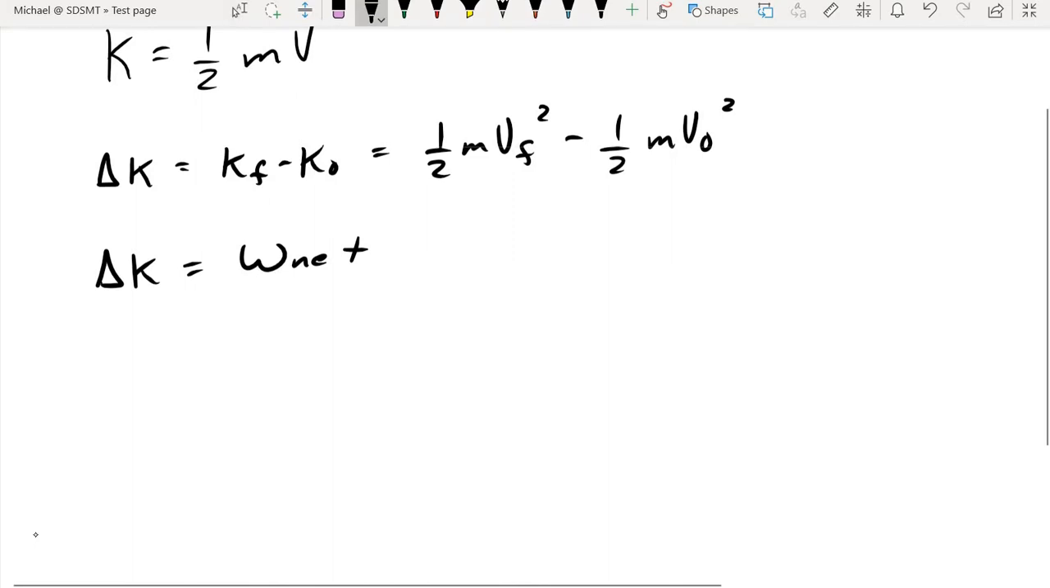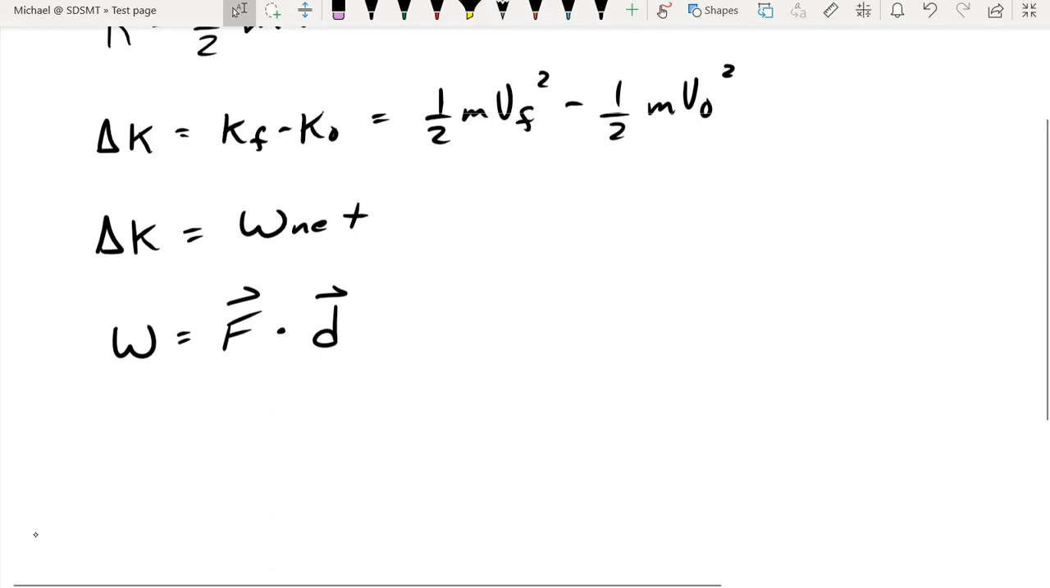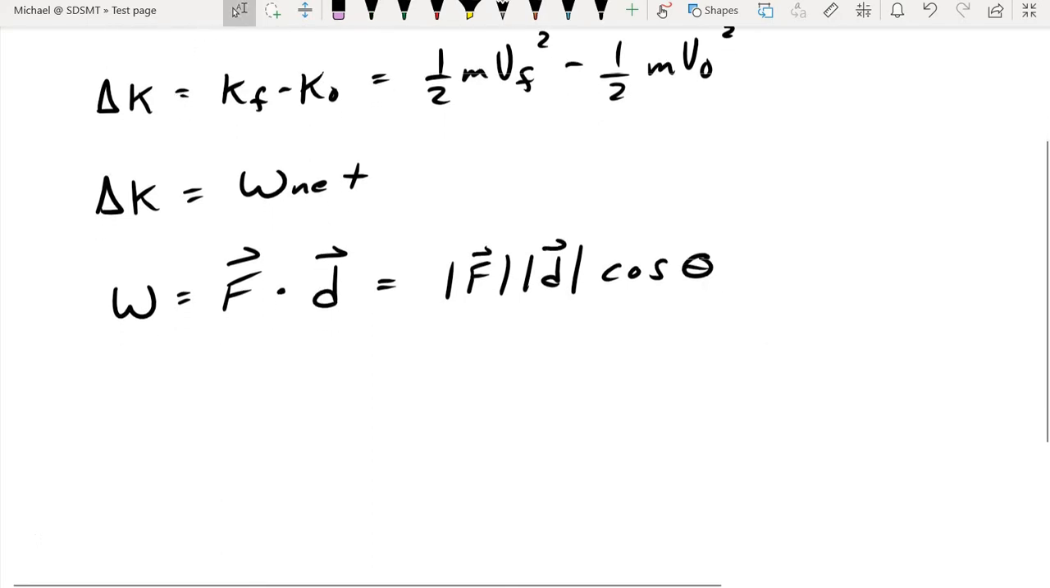And our definition of work is, of course, any change in energy, but we also saw last time that work can be evaluated as a force dotted with the displacement vector. And one of the ways that we can evaluate this is to take the magnitude of each vector times the cosine of the angle that exists between them.